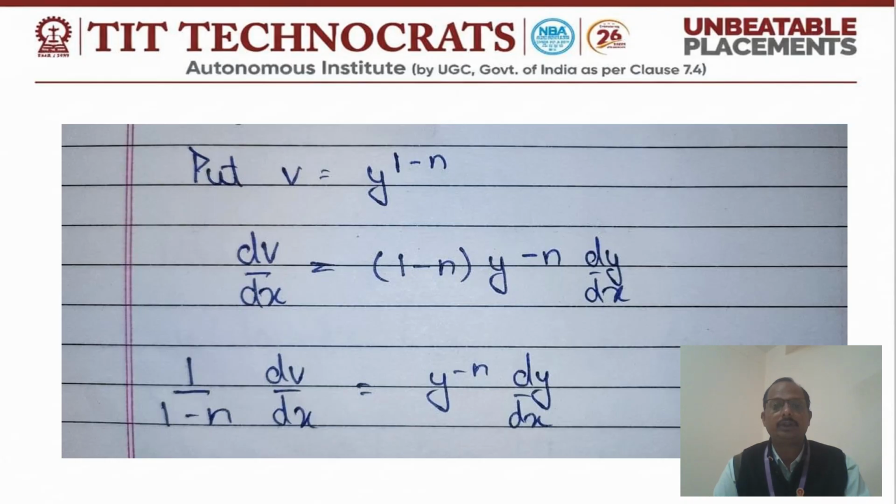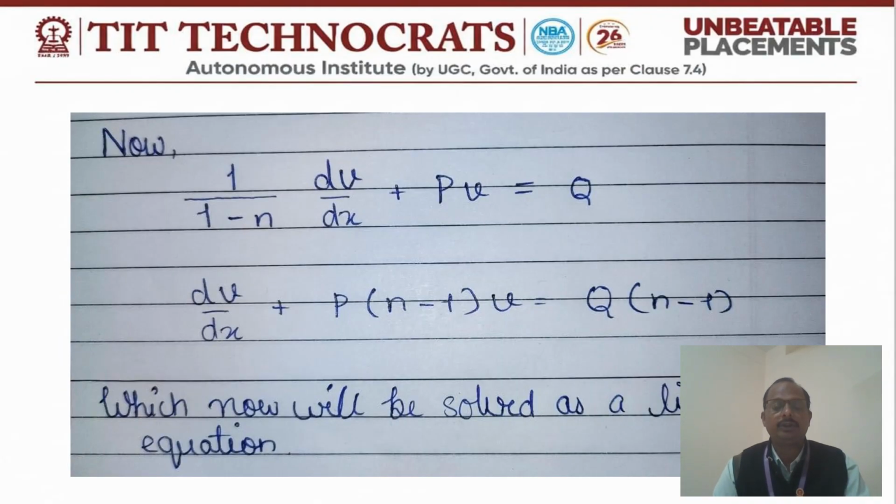We consider v equal to y to the power 1 minus n, so dv by dx is equal to 1 minus n, y to the power minus n, dy by dx. In this way we can get the value in terms of v. We put this value in the equation, and we get another equation: dv by dx plus p times 1 minus n v equal to q times 1 minus n. So again it is converted into the Leibniz form.